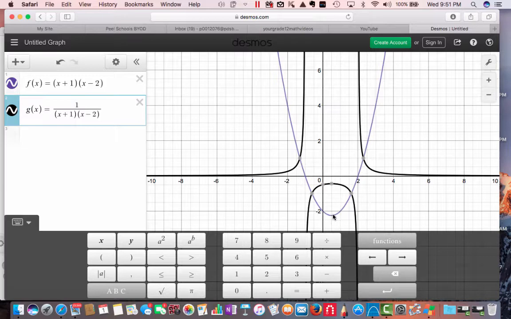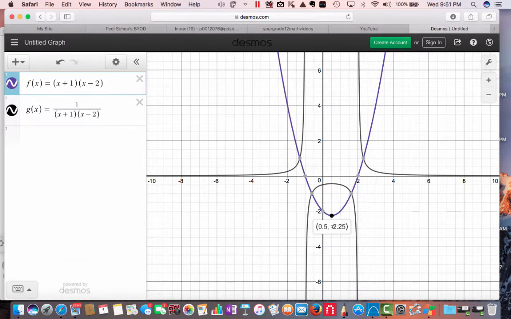So if I just click on this right here, you can see the vertex for the parabola is 0.5, -2.25. So if you actually do the reciprocal of -2.25, you get that point right there, which I believe is negative 4/9. This would be negative 9 over 4.